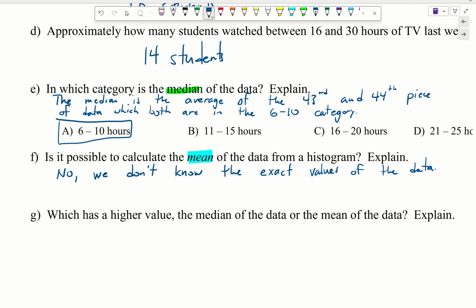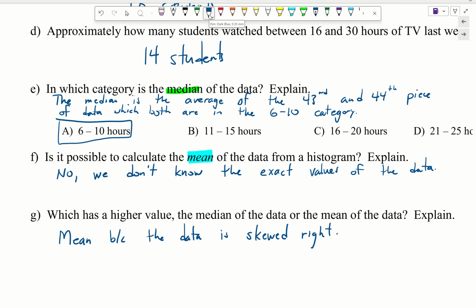All right, and then the last question here says, which has a higher value, the median of the data or the mean? Explain. Now, even though we're not able to figure out exactly what value the median is or what value the mean is, we will know that the mean is going to have the higher value. And the reason is because the data is skewed right. And what happens is whichever direction the data is skewed, the mean is going to be pulled in that direction. So as a number gets pulled to the right, that means it's getting larger.